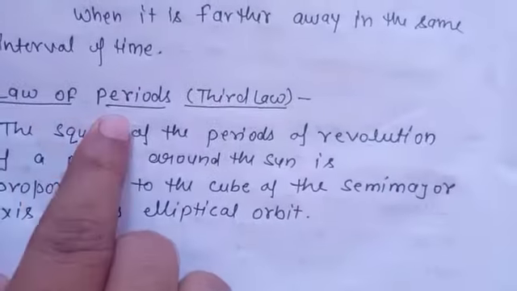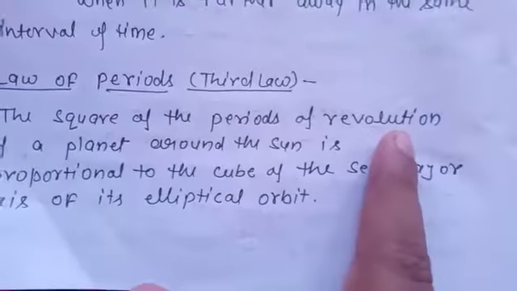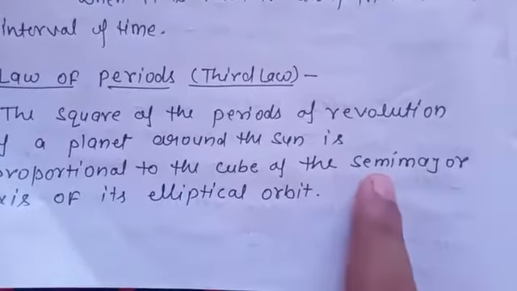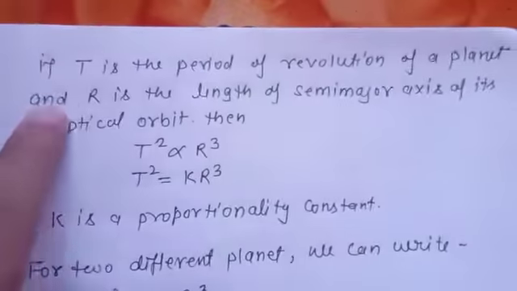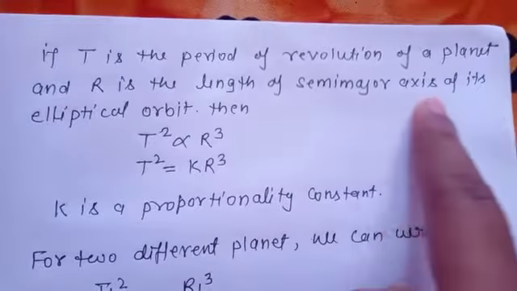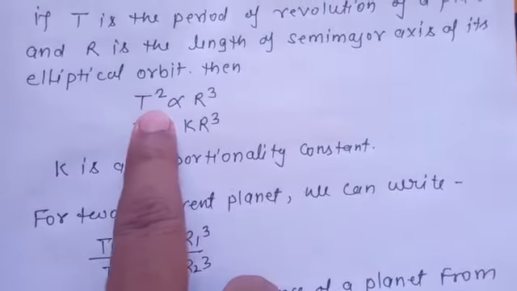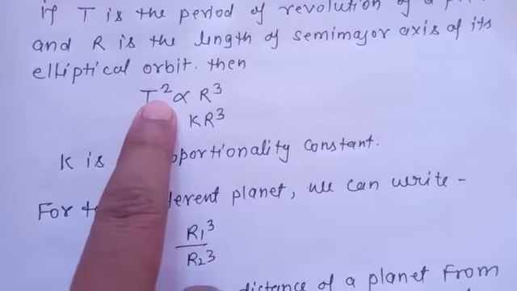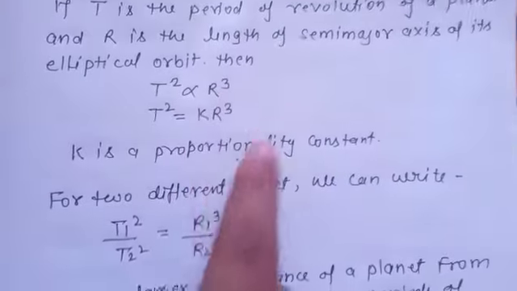Now the next law, the law of periods, which is also known as the third law. The square of the period of revolution of a planet around the Sun is proportional to the cube of the semi-major axis of its elliptical orbit. Now consider T is the period of revolution of a planet and R is the length of the semi-major axis of its elliptical orbit. Then T squared is directly proportional to the cube of the length of the semi-major axis, R cubed.